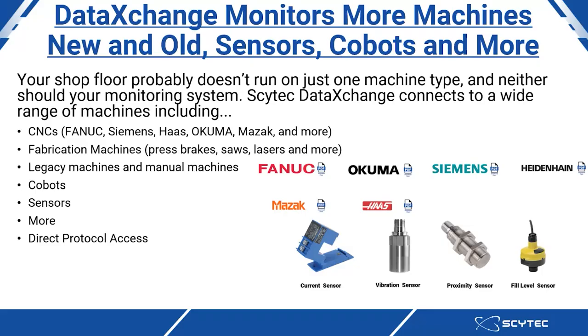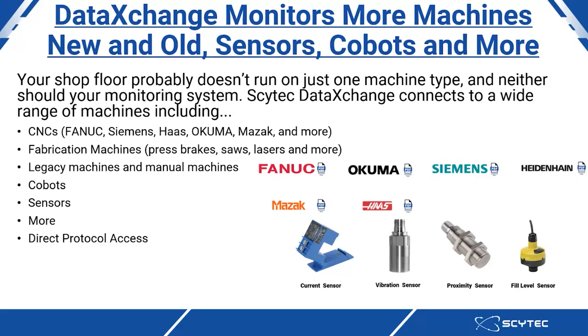Some of the sensor types that you can see down there in the right corner include current sensors, vibration sensors, proximity and fill level sensors. But we also have clients that connect to sensors such as temperature and humidity. A use case for humidity is that we have a client that monitors the humidity in their environment. If things get too humid and can warp some of their raw materials, they will shut that down from a notification that can be sent via DataXchange.